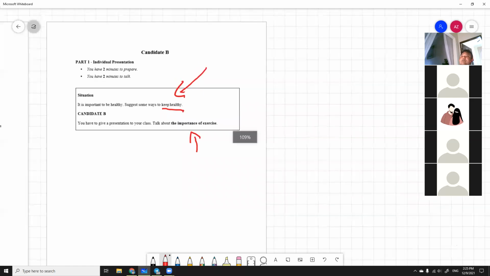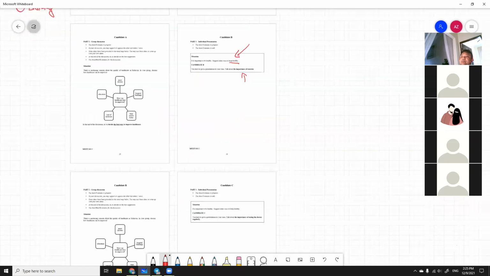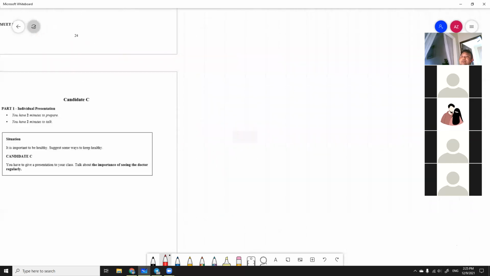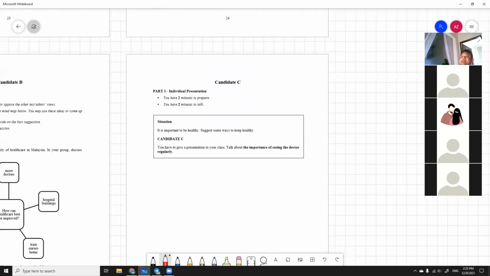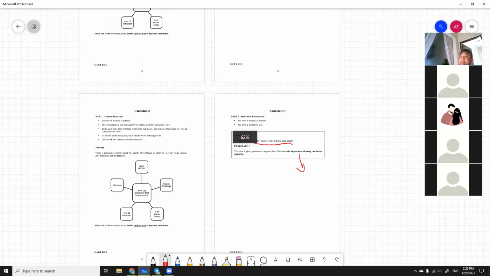Let's zoom it out first and we go to candidate C. Let's zoom it in. You can see as for candidate C, the question would be still similar. Suggest some ways to keep healthy, but as for candidate C, you'll be talking about the importance of seeing the doctor regularly. Okay, and let's talk about candidate D.